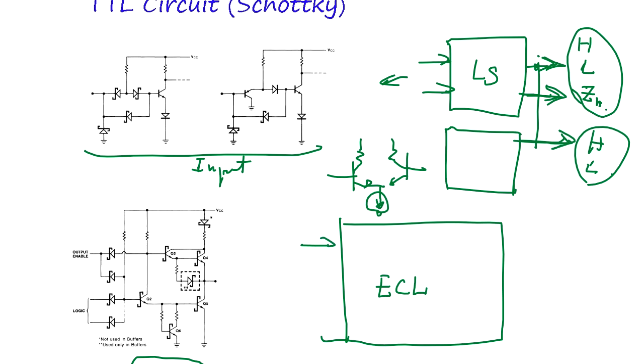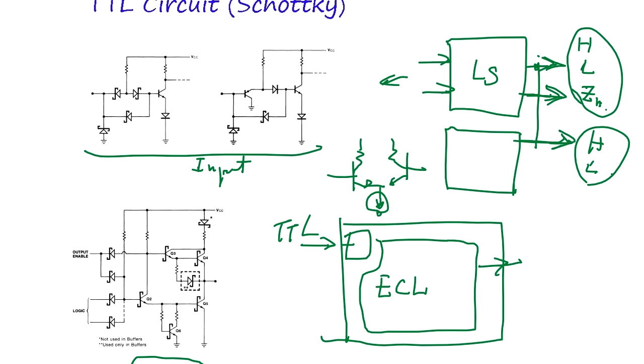So you have a TTL input converted to an ECL circuit, which is much faster and more efficient, then converted to TTL again to go out of the chip. And this is the best strategy to use. The input is so easy to convert. Once you get in, this can be driving the ECL circuit.